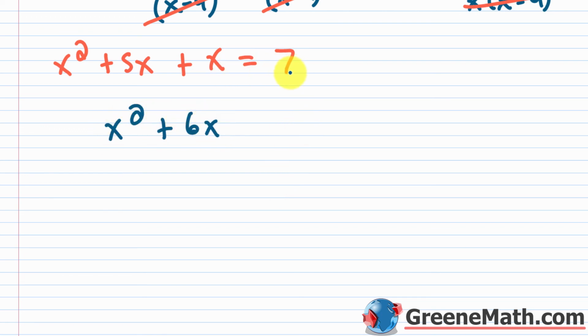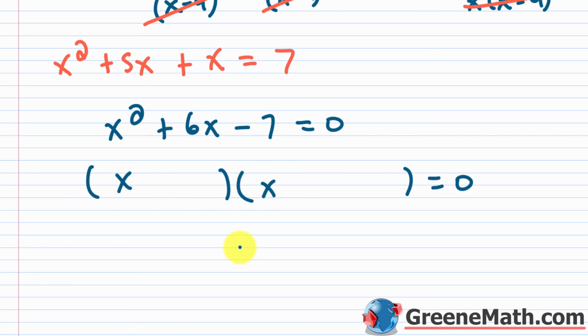I could subtract 7 away from each side. So then minus 7, this equals 0. You could solve this one using factoring. It's not too bad. So this is x and this is x. Two integers that sum to 6 and have a product of negative 7. Well, that's going to be positive 7 and then negative 1.